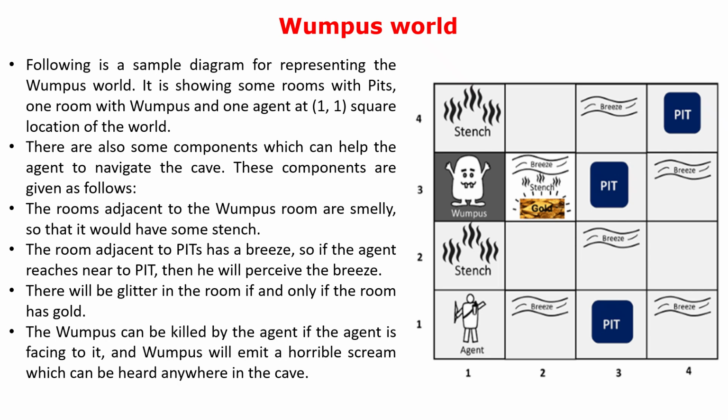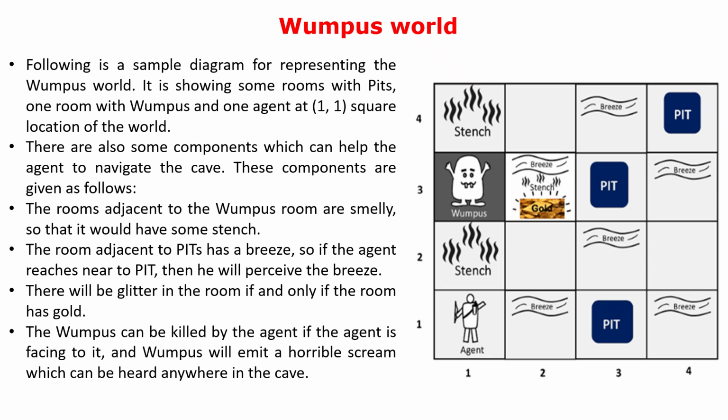Next will be a condition: glitter, that is jewelry or gold, will be there. The gold may be near a pit or stench or nearby the Wumpus. And bump is walking into the wall. And finally there is a scream in the game: if the Wumpus is killed, it emits a scream. So that is the 5-symbol list which is available.